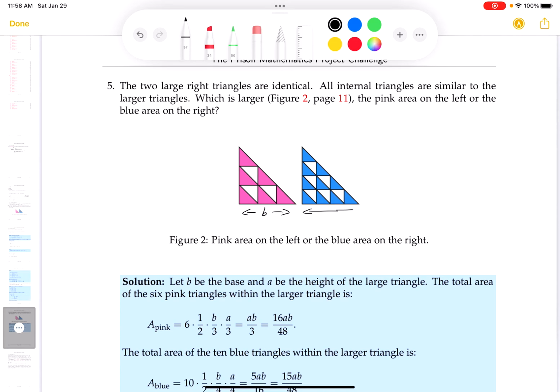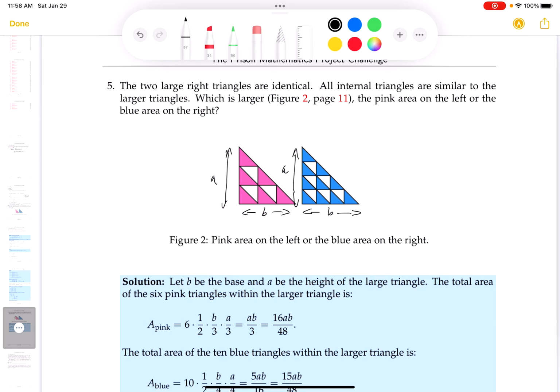Well, let me back up a little bit. So the base over here, they're both the same. They're both of the same base. And their heights are the same. I'm going to call the height A. This is A, and this height over here is also A. All right? So they say 2 right triangles are identical.